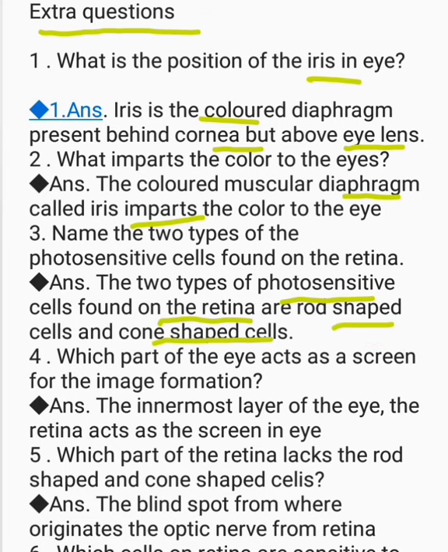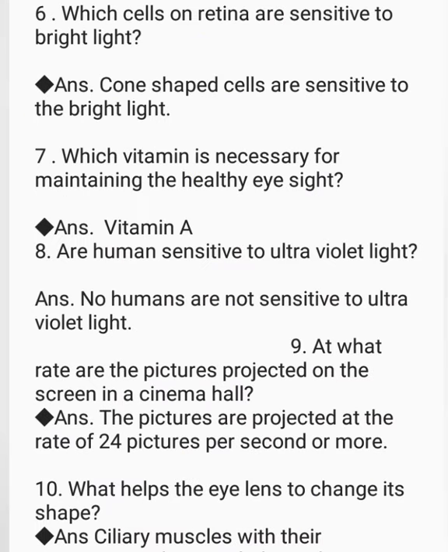Which part of the eye acts as a screen for the image formation? Answer. The innermost layer of the eye, that is the retina, acts as the screen in the eye. Now the next question. Which part of retina lacks the rod-shaped and cone-shaped cells? The blind spot, from where the optic nerve originates from the retina, lacks rod-shaped and cone-shaped cells. Which cells on retina are sensitive to bright light? Cone-shaped cells are sensitive to bright light.